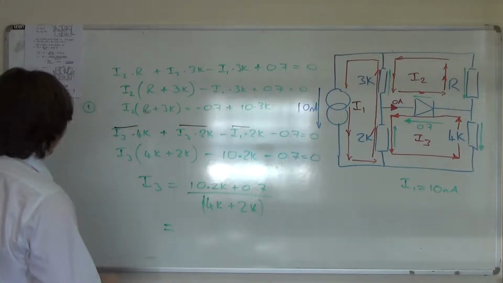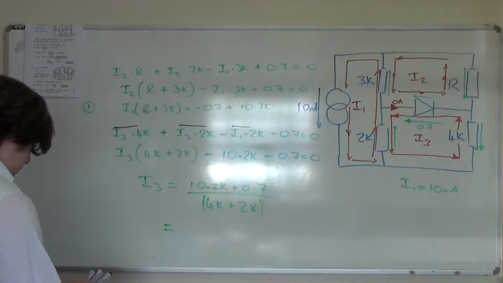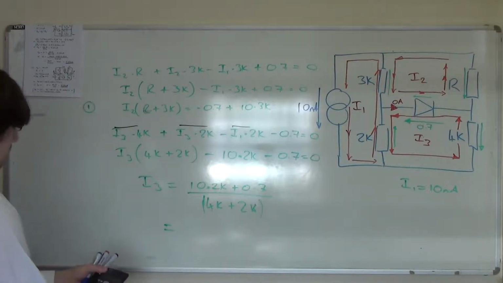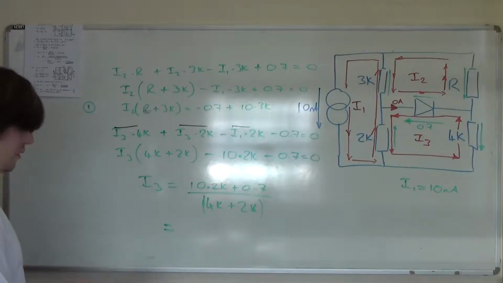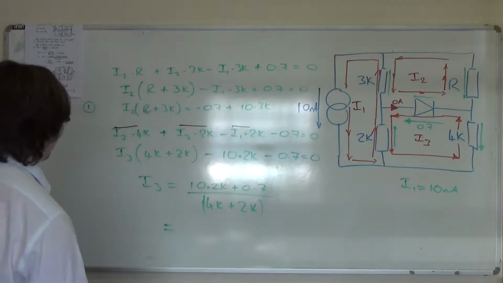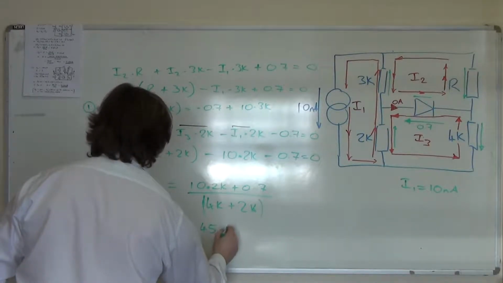And we can do that and get a result. And it will be 10 times 2 plus 0.7 is 20.7 divided by 6k, 3.45, and this is milliamps.